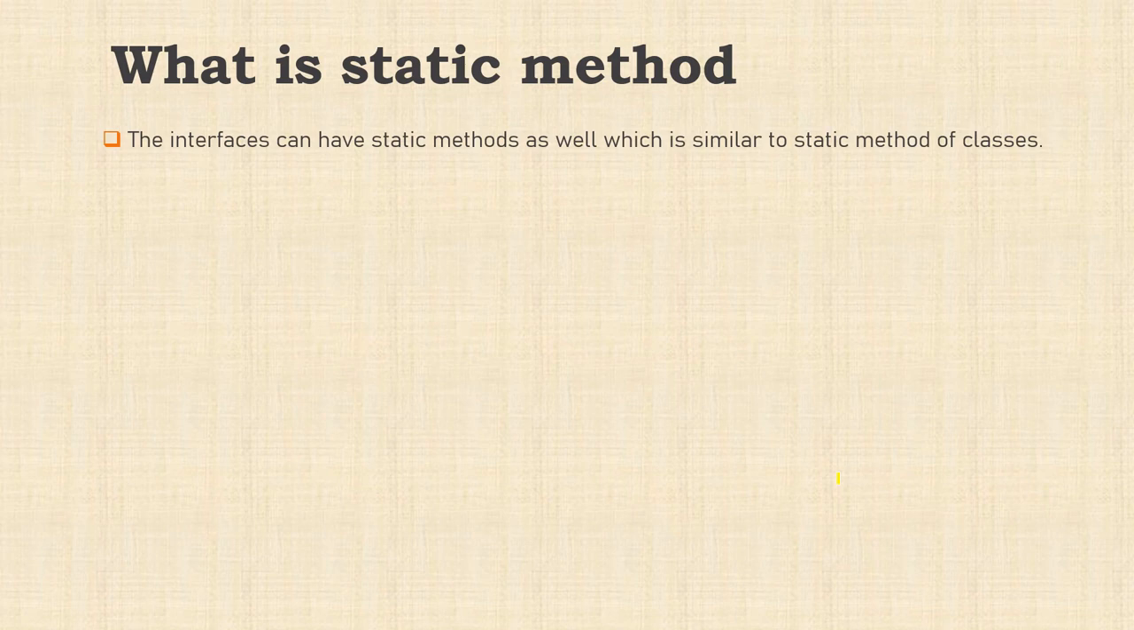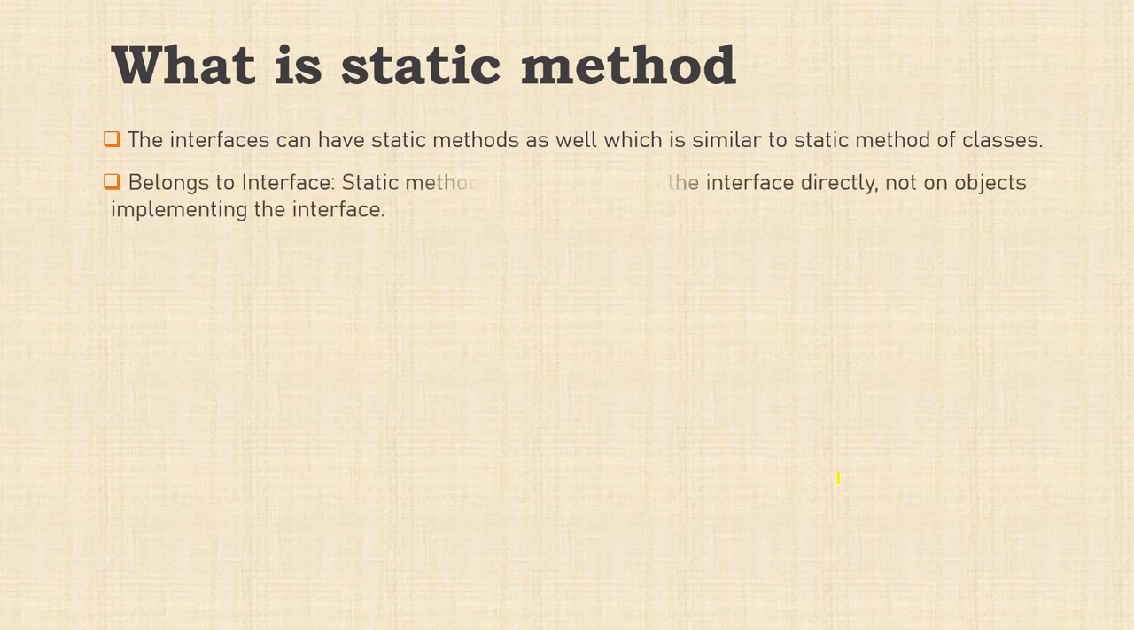The interface can have a static method as well, which is similar to a static method of classes. Before Java 8, we can also write a static method, but it should be at class level, inside the class, and a static method you can't override. But in interface, before Java 8 there was no feature to write a static method. After Java 8 you can write a static method inside an interface, same like a default method. So instead of default, you have to use the static keyword to write a static method.